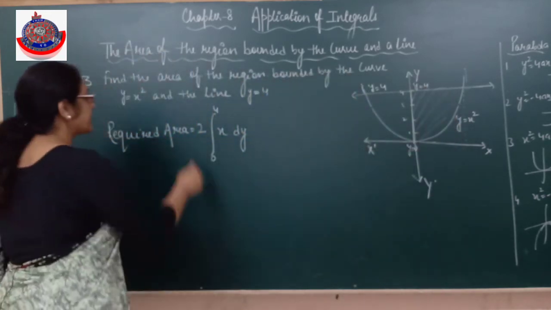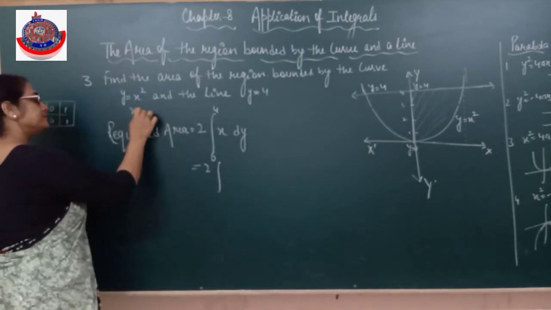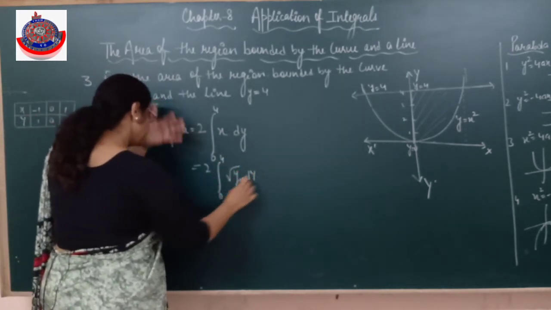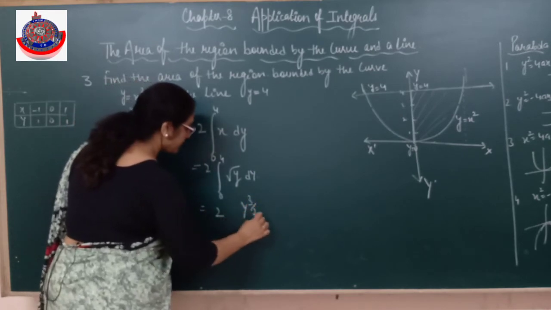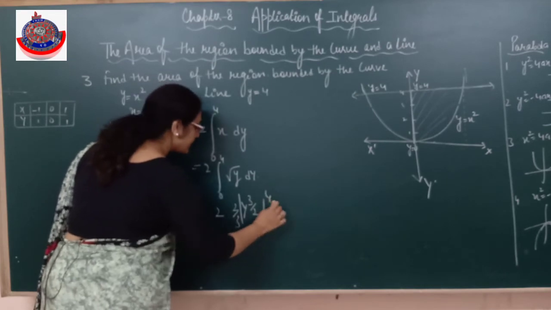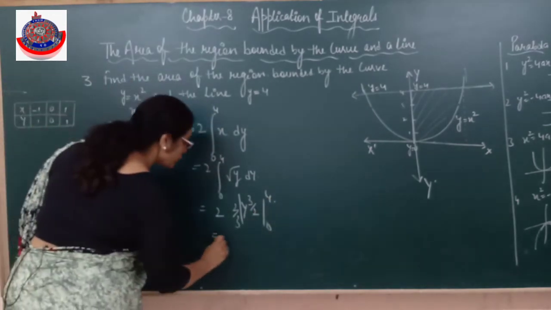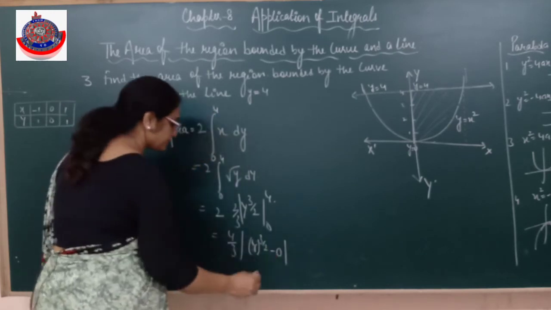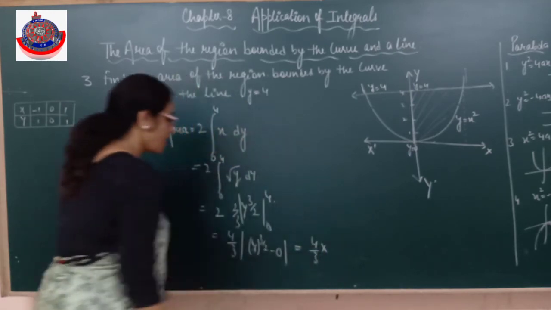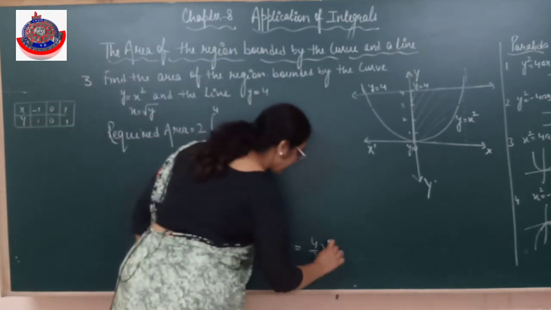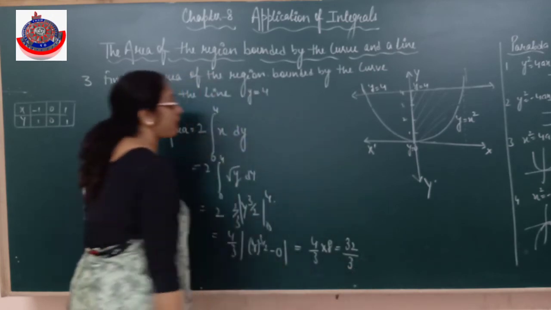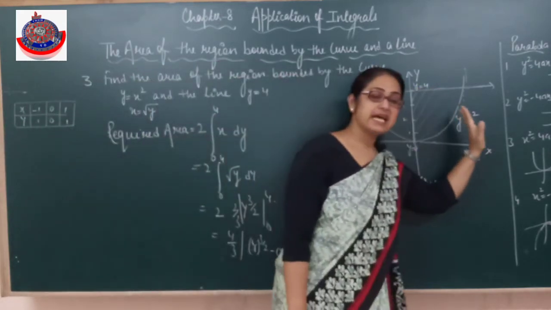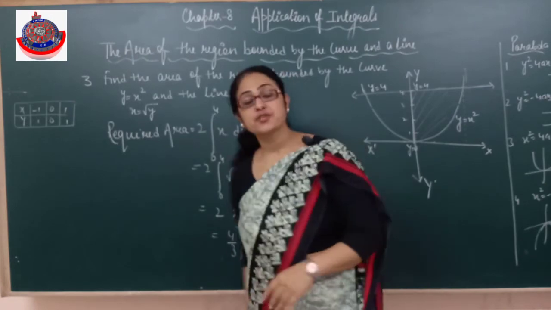So I need the value of x in terms of y. So the value of x would be under root y. Solve it. Increase the power by 1, divide by the increased power, upper limit and lower limit. Alright, so it's going to be 4 raised to power 3 by 2 minus 0. 4 raised to 1 by 2 is 2, and 2 raised to power 3 would be 8. So I have 32 by 3 square units. Alright, so that means the area between the curve bounded by this line is 32 by 3. Is this clear to everyone?